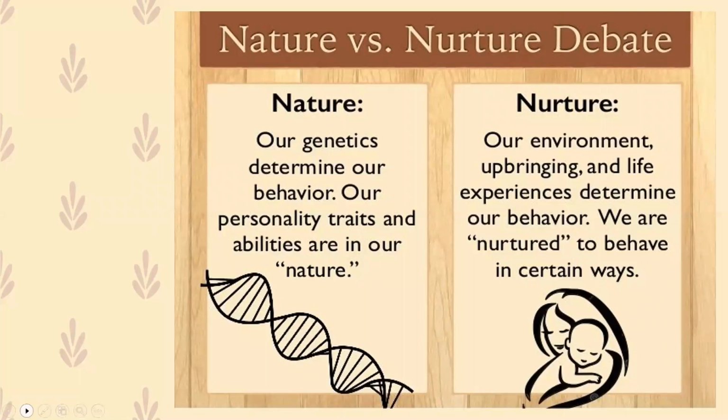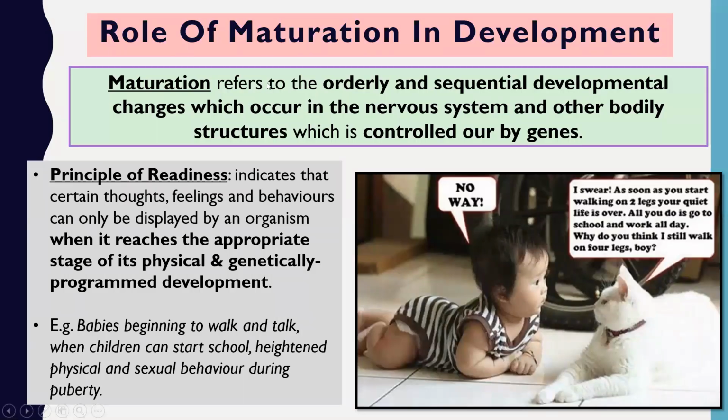The next thing we're looking at is the role of maturation in development. Maturation comes from the word mature. Maturation means the way in which you develop in an orderly and sequential way, which means a specific order or a specific number of steps. It's how your nervous system and your bodily structures mature, develop and become more sophisticated as a function of your genetics.